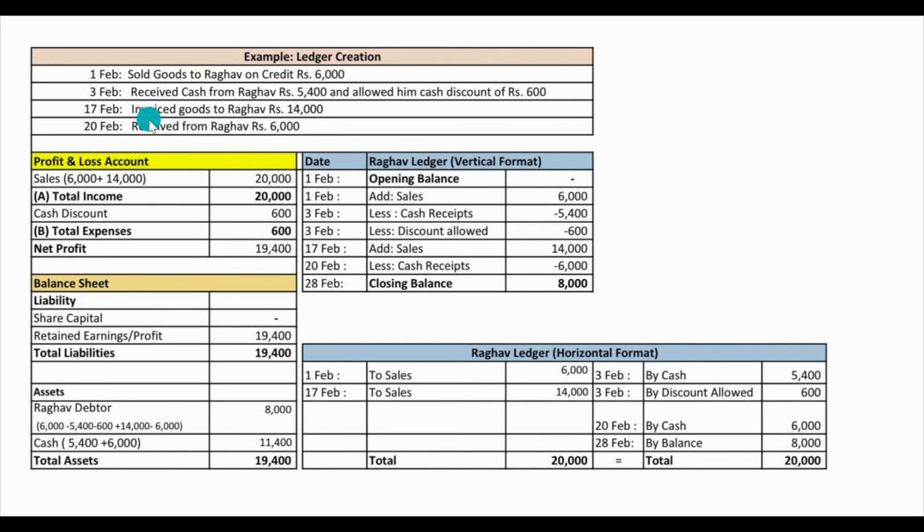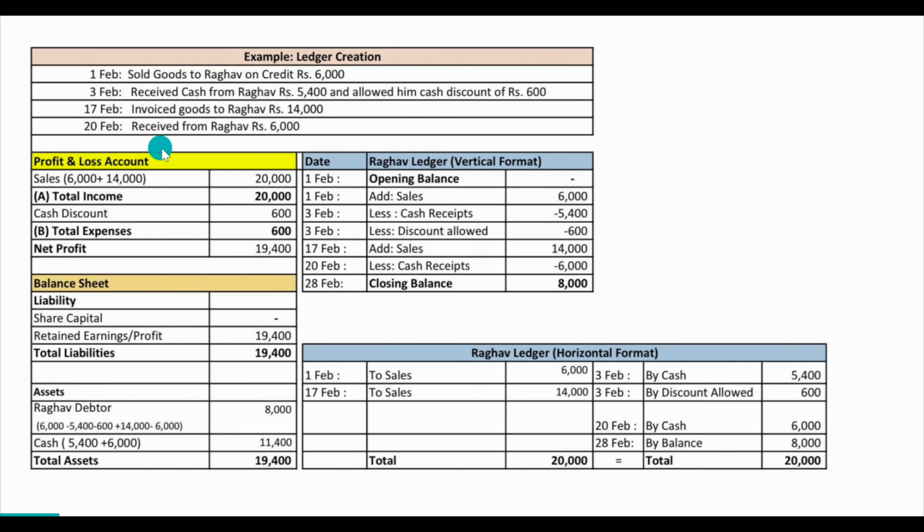On 17th February, invoice goods to Raghav, rupees 14,000. So it is ultimately sales. So sales increases by 14,000 and Raghav debtor also increases by 14,000. Thus the balance sheet liability side in the form of retained earning increases by 14,000 and debtor also increases by 14,000 on the balance sheet asset side, and thus our balance sheet tallies.